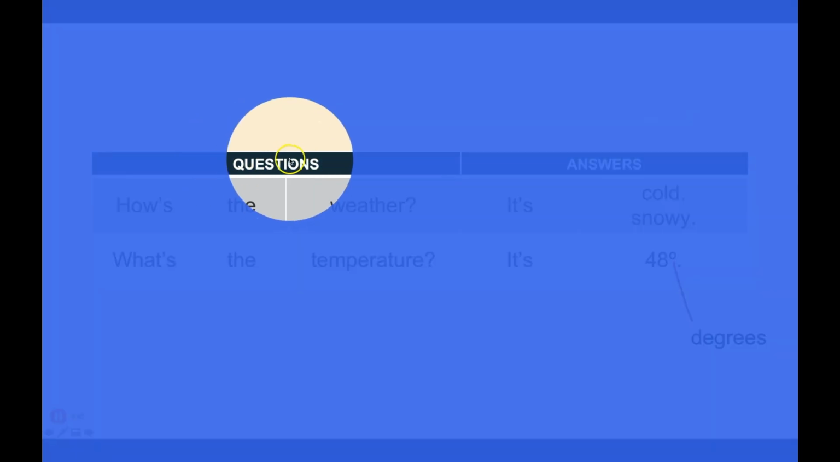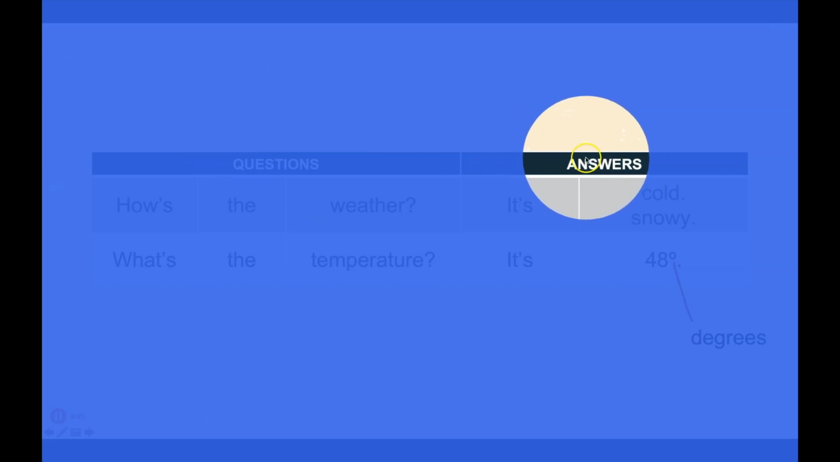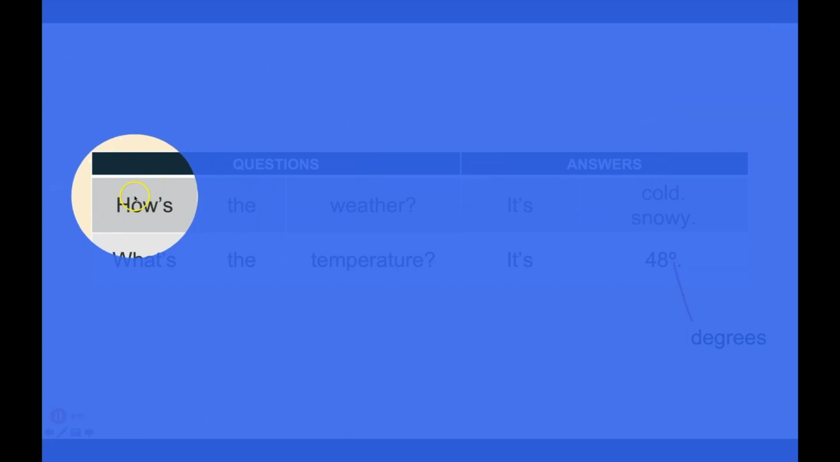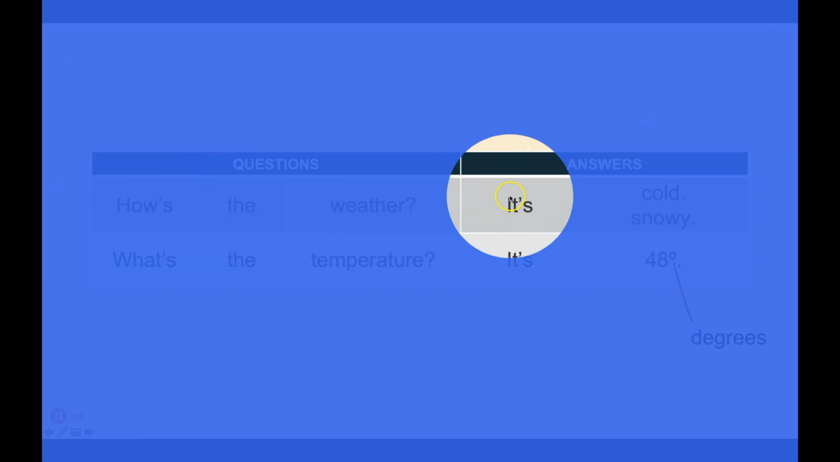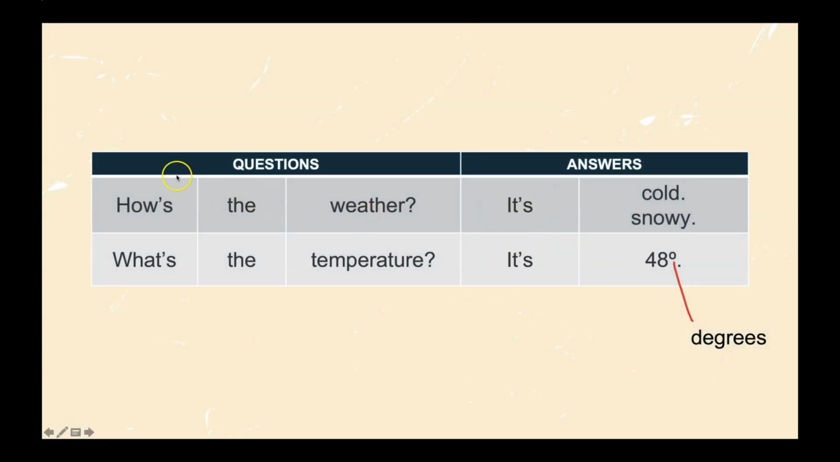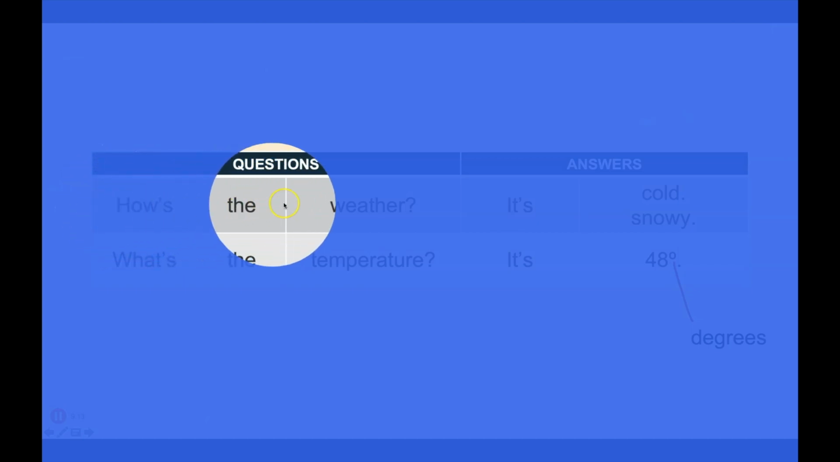Here on the left, we have our questions. Here on the right, we have our answers. We have how many questions? 1, 2. Okay, we have 1, 2 questions as well as 1, 2 answers. So what is our first question? Our first, and if we remember, we write first like this. Correct. What is our first question? How's the weather?